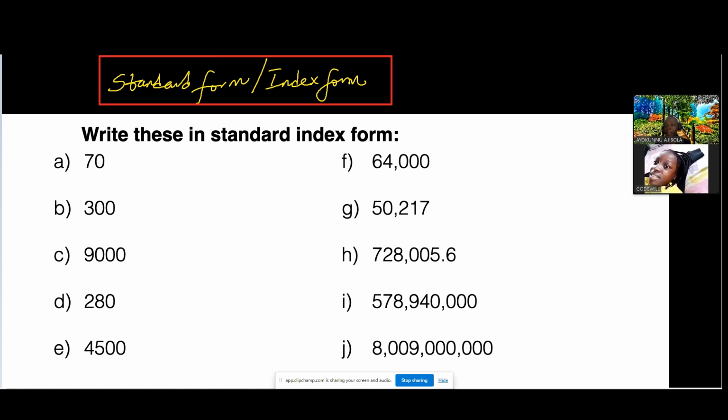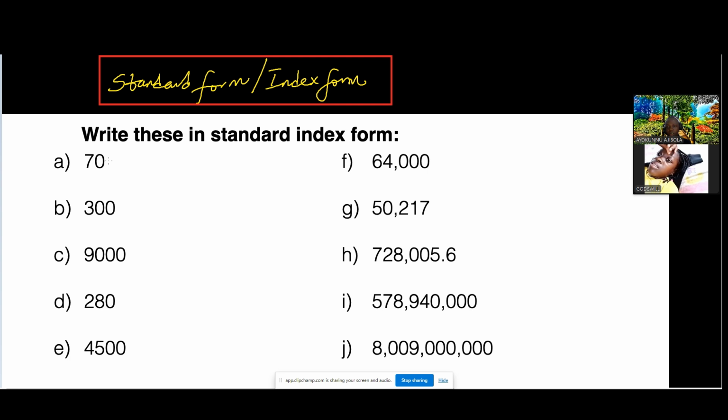Now, this first one, what you need to do is that you can see that there is no point in all of these numbers, right? Any number without a point actually has a point after the last digit, which is point zero. Okay? There's an invisible zero there. There's a point and there's a zero there.